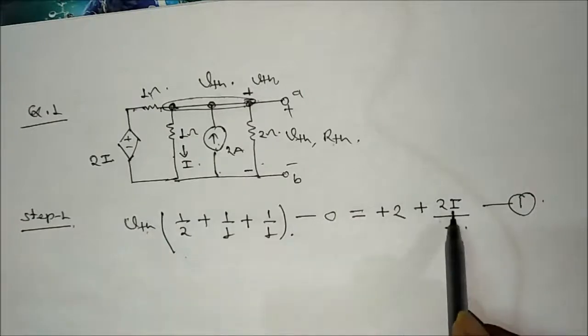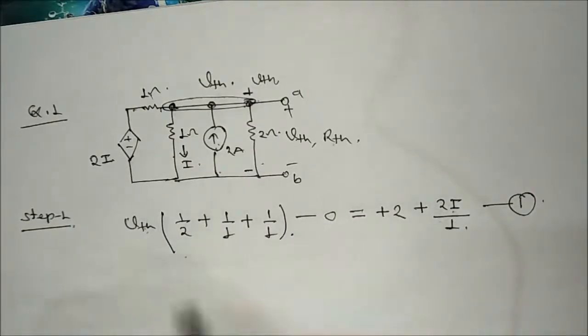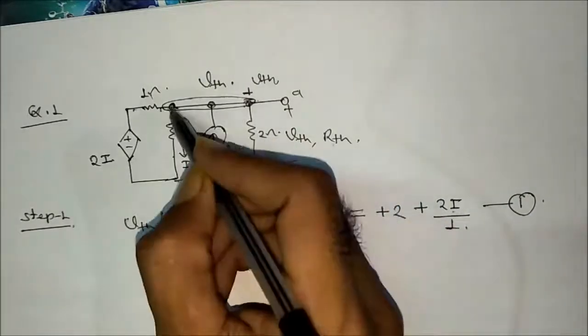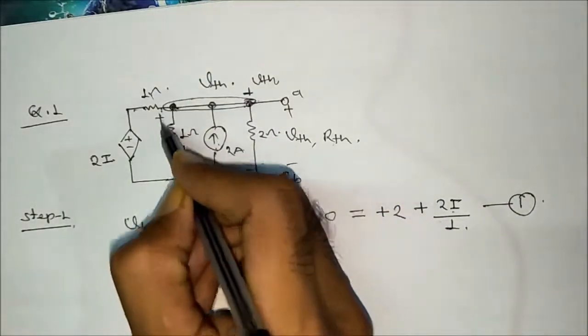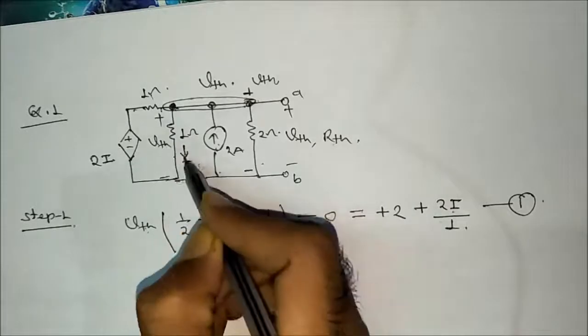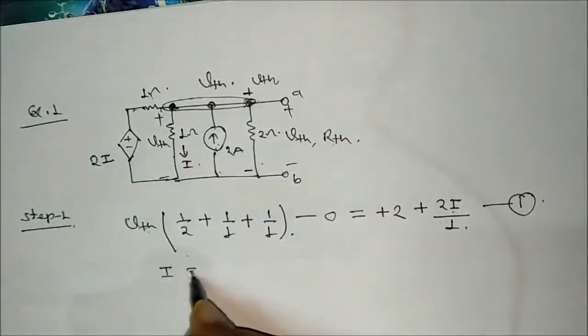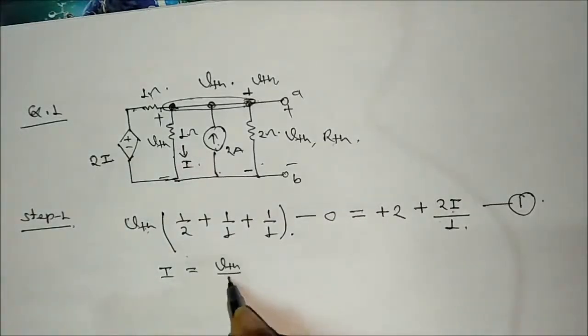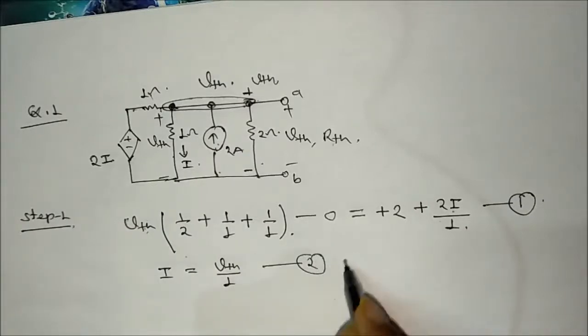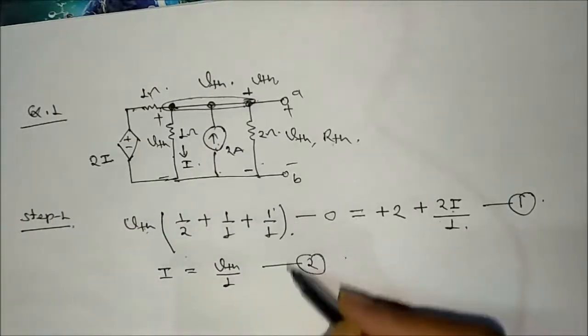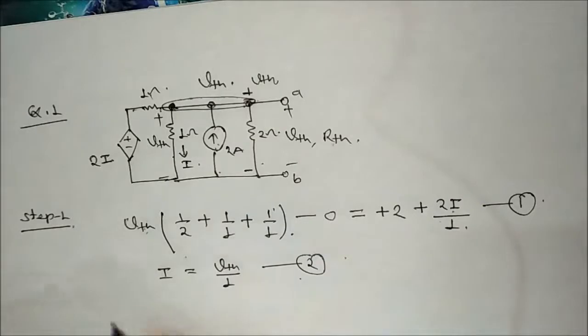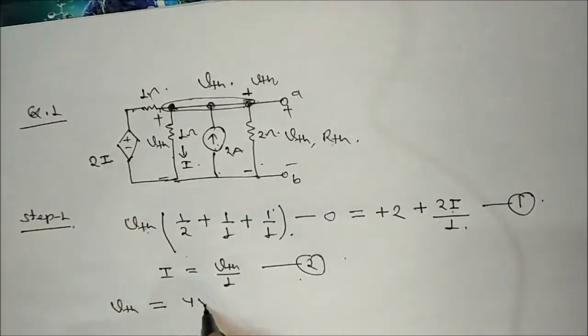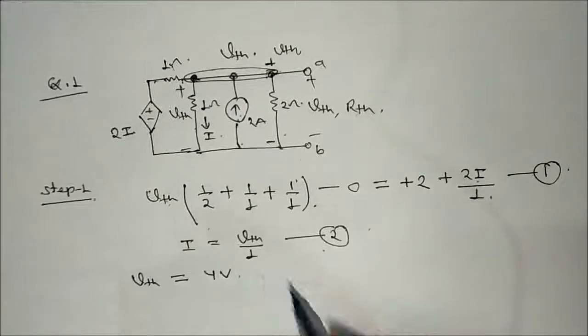We have one expression and two unknowns, VTH and I. We have to get one more expression. We can see here this voltage is VTH. Then I can be written as VTH divided by 1. This is expression number 2. So by solving 1 and 2, we can get VTH is equal to 4 volt. Just solve by yourself.